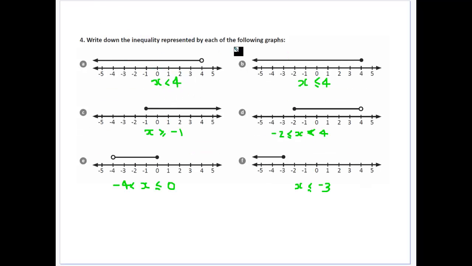What's the inequality represented by each of these graphs? So x is less than 4, not equal to, less than or equal to 4. So notice there's the change. Closed circle, so it's greater than or equal to minus 1. x is greater than or equal to minus 2, but less than 4. x is greater than minus 4, less than or equal to 0. x is less than or equal to minus 3.